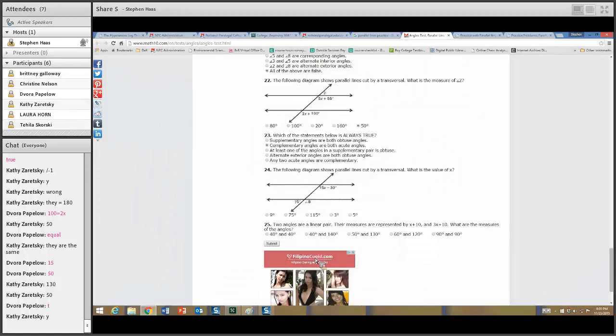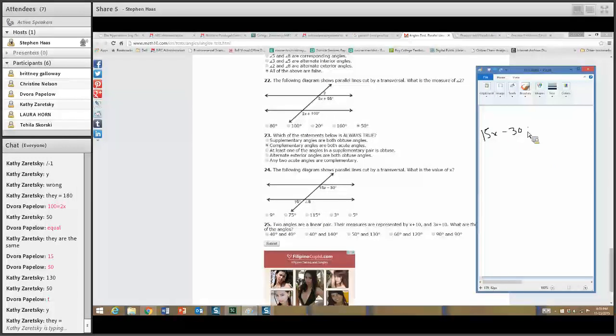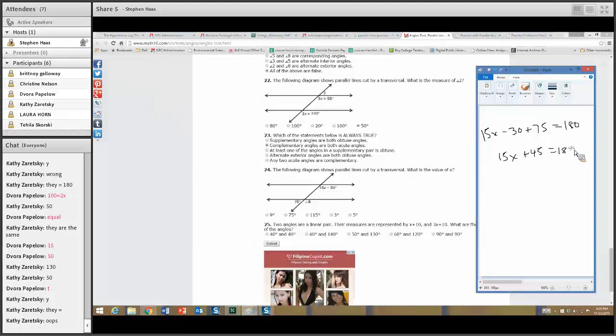Okay, what's the value of x? Well, what's the relationship between the 15x minus 3 and the 75? They're supplementary. Right? The reason why they're supplementary, of course, is because this is equal to this, and this is supplementary with this. So 15x minus 30 plus 75 equals 180. Negative 30 plus 75 equals positive 45 equals 180. Subtract 45 from each side. 15x equals 135. So you got each side divided by 15, and x equals 9.